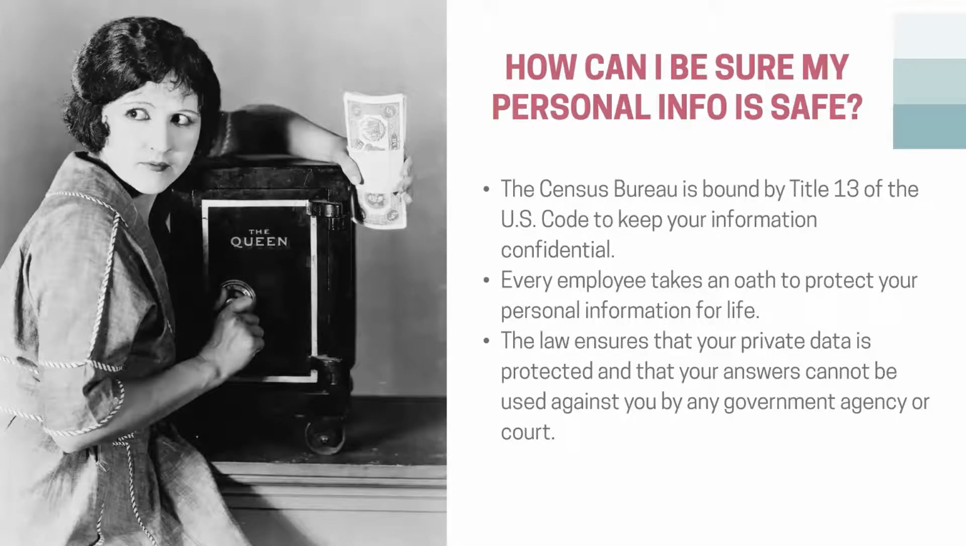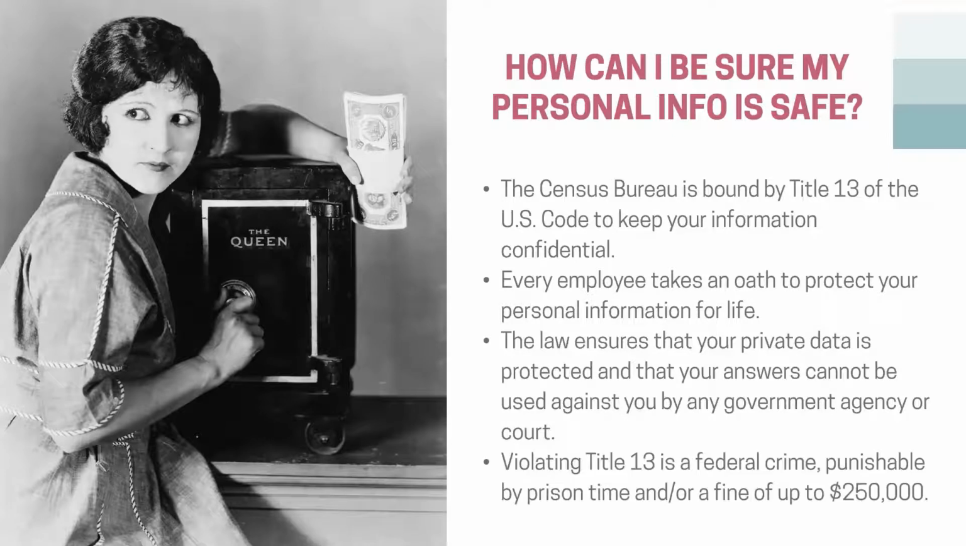So that basically means that government agencies such as the FBI, the IRS, any investigative agencies, they cannot access your data. Also, violating Title 13, which is that law that keeps your info safe, that's a federal crime, meaning that it's punishable by prison time or a fine of up to $250,000. So census takers and the people who process your data in the Census Bureau are incentivized to not share your data because of those possible repercussions.